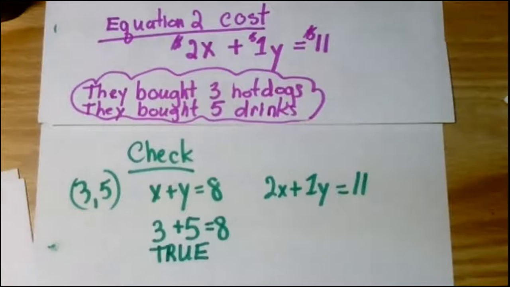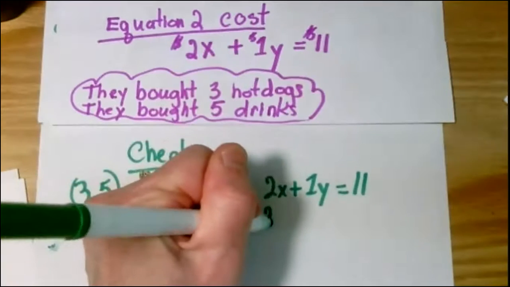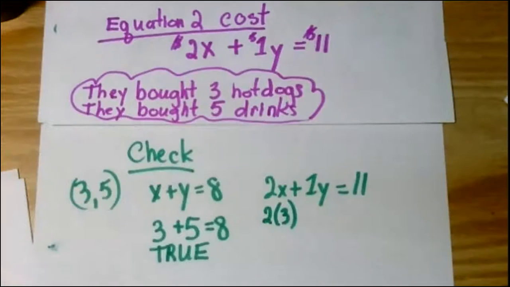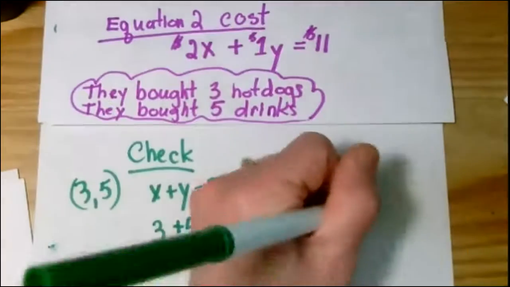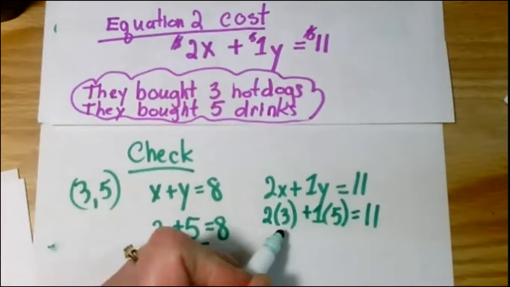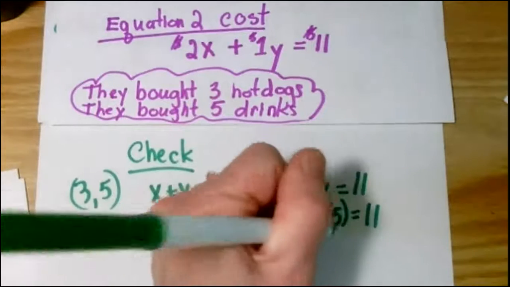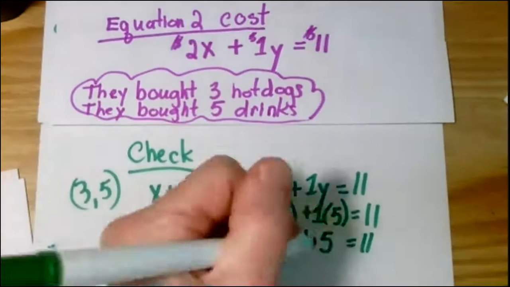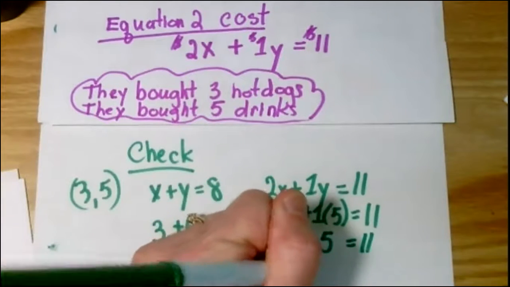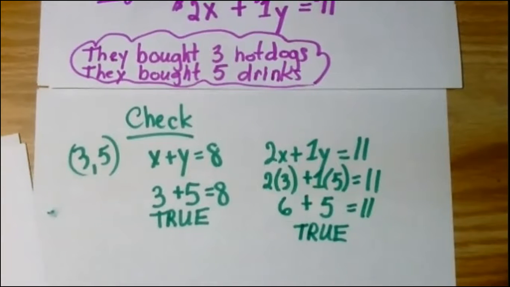So far so good. Both statements need to be true in order for us to know we got the right answer. So now we're going to plug 3, 5 in for x and y here. So 2 times 3 plus 1 times 5 equals 11. Now let's see if that comes out to be true. 2 times 3 is 6. Always do multiplying before adding. Plus 1 times 5 is 5 equals 11. So does 6 plus 5 equal 11? Yes, it does. So it's a true statement. So that was the solution. We did it correctly. That's how we know.